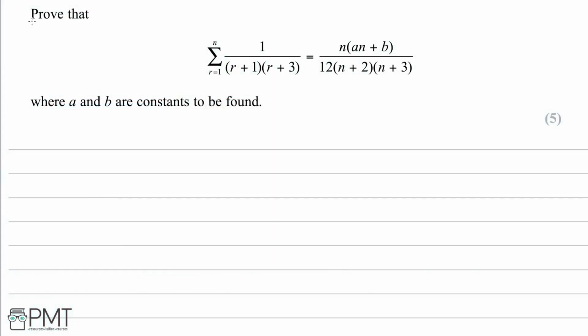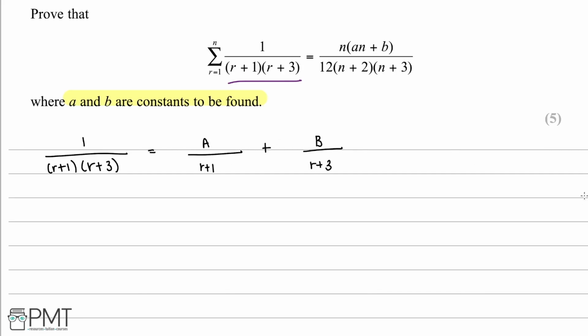In this question, we're asked to prove that the sum from 1 to n of 1 over (r plus 1) times (r plus 3) is equal to n times (an plus b) all over 12 times (n plus 2) times (n plus 3), where a and b are constants to be found. The first thing to note is that 1 over (r plus 1) times (r plus 3) can be rewritten as a over (r plus 1) plus b over (r plus 3), where a and b are constants that we can find.